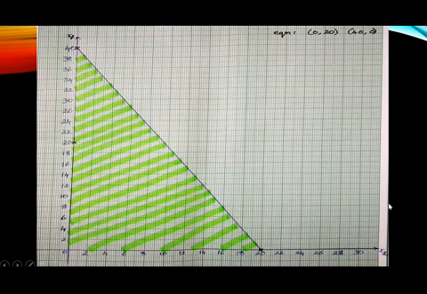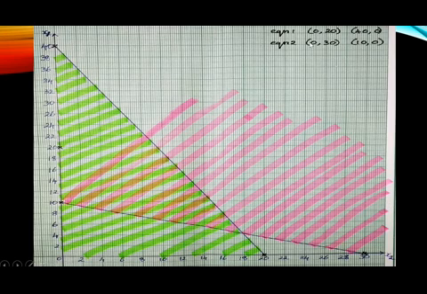Fine. Now consider the second equation. The second equation coordinates are (0, 30) and (10, 0). So I have got two coordinates, (10, 0) here and (0, 30) here.